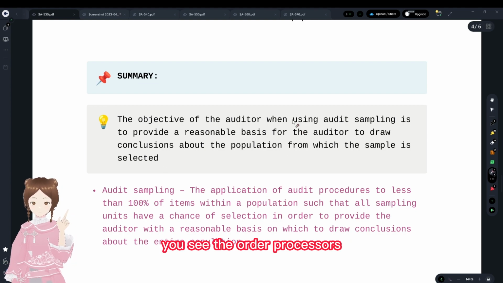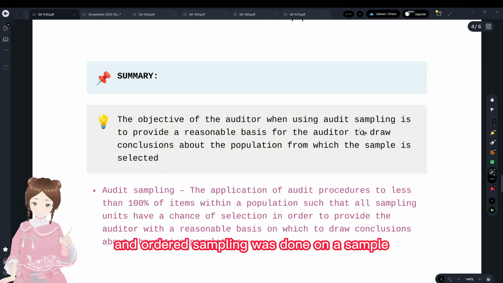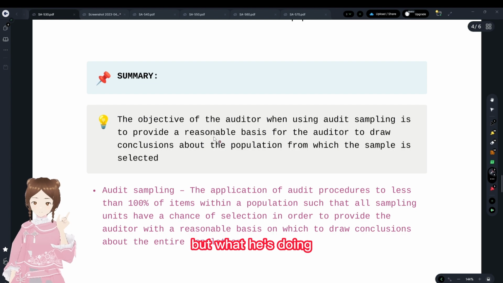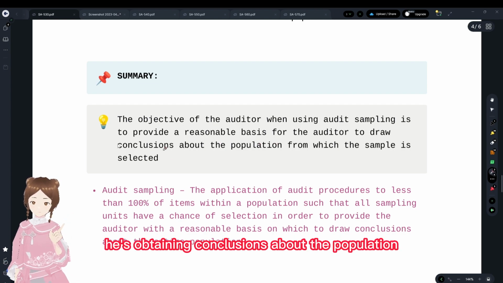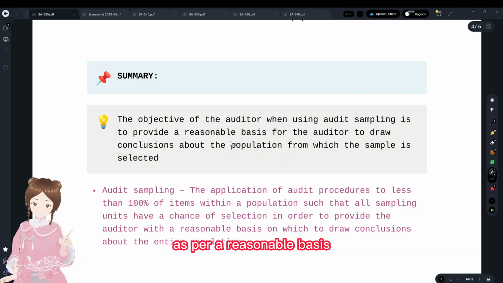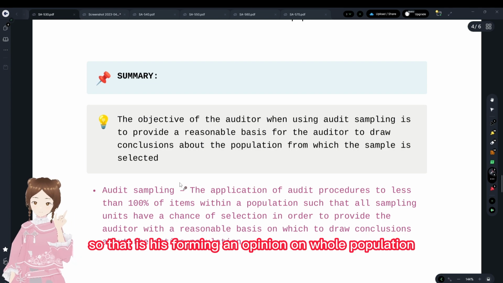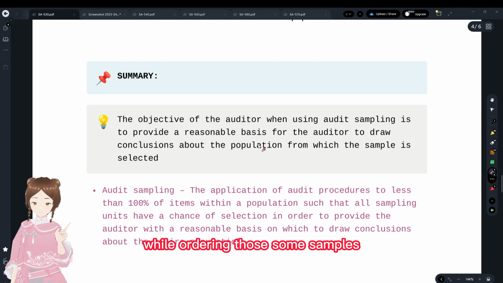You see, the audit procedures in audit sampling are done on a sample. But what he's doing is obtaining a reasonable basis. He's obtaining conclusions about the population on a reasonable basis. So he's forming an opinion on the whole population while auditing some samples.